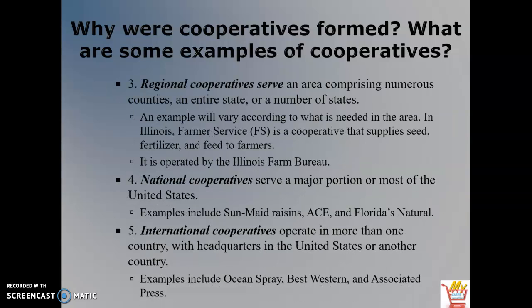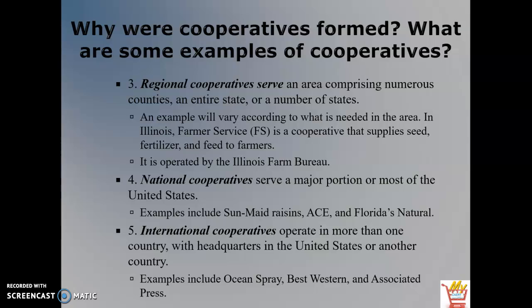Then we have a regional cooperative. A regional cooperative comprises numerous counties or a region or a state or maybe even a number of states. So in Illinois, they have Farmer Service, which is FS, which is a cooperative where farmers buy a lot of their inputs, their seed, their fertilizer, livestock feed. It's actually operated by the Illinois Farm Bureau. And it covers the entire state of Illinois. That's a great example of a regional cooperative.